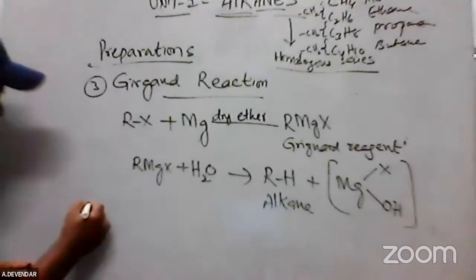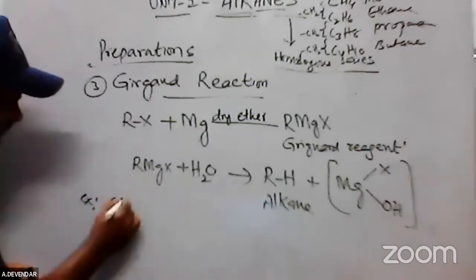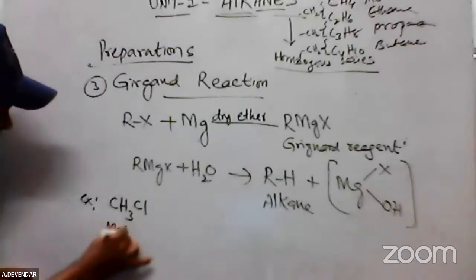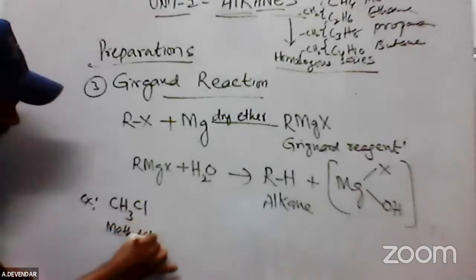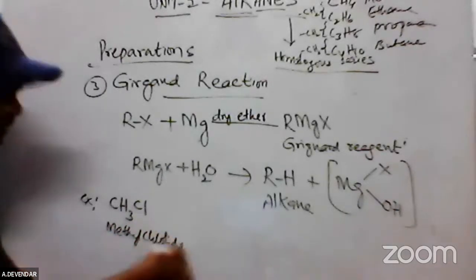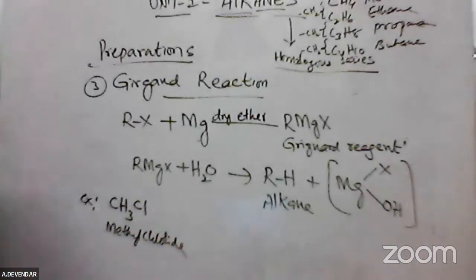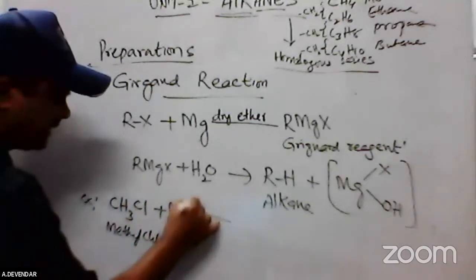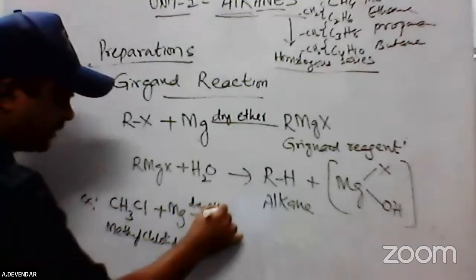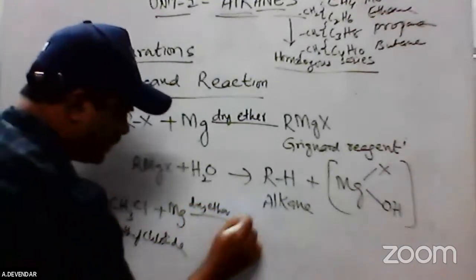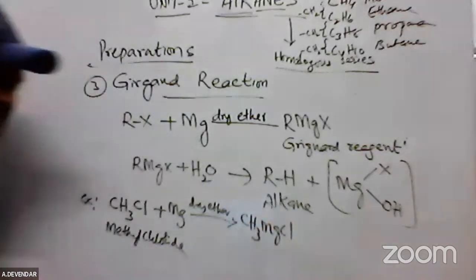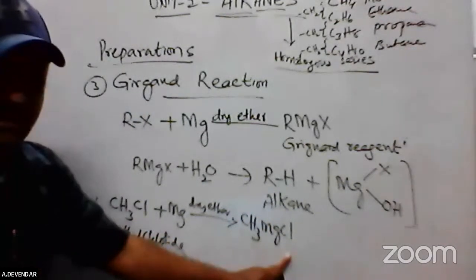Let us take an example for this also. I am taking methyl chloride. Previously I took methyl bromide, now I am changing the halogen. Methyl chloride in the presence of magnesium metal and dry ether gives methyl magnesium chloride. Methyl magnesium chloride is called a Grignard reagent.